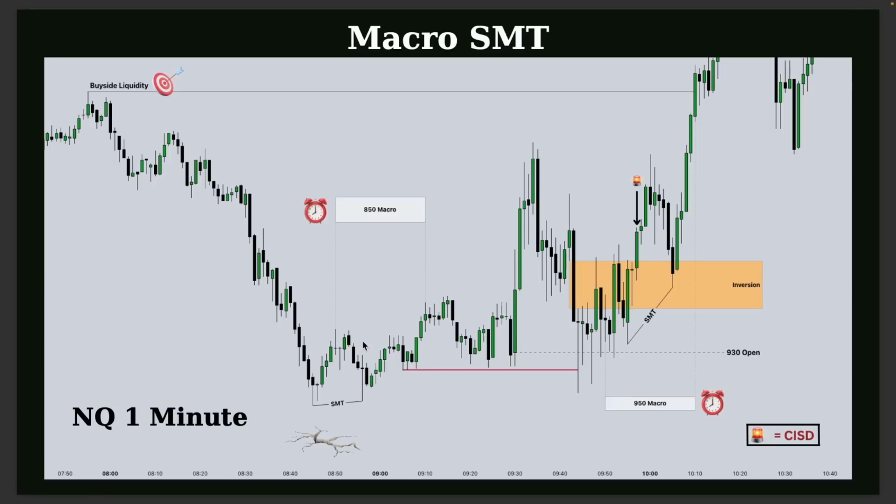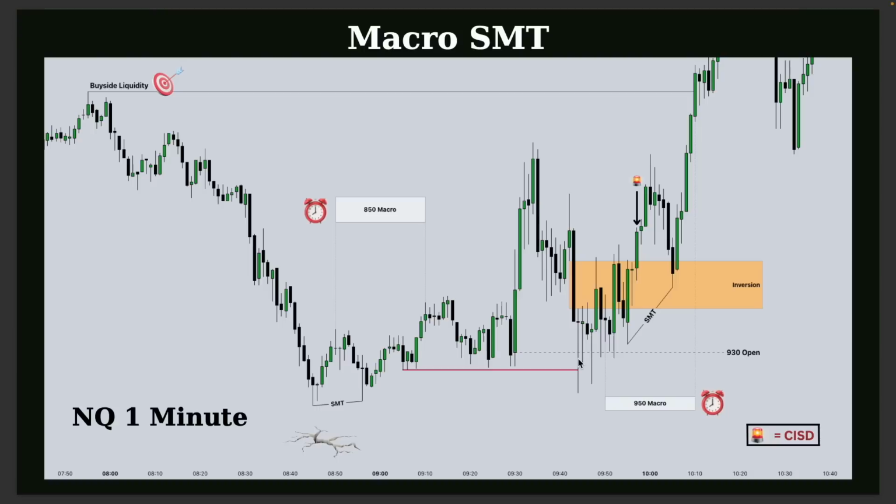And this is a significant SMT because why? It's occurring during that macro. This is when we can really start to see turning points. This whole move down, we were in a state of sellside delivery, but the Kraken correlation gives us the initial clues that we can be reversing and going higher. Now, that was the 850 macro. We got that initial SMT. Let's fast forward to the 950 macro and see what was occurring.